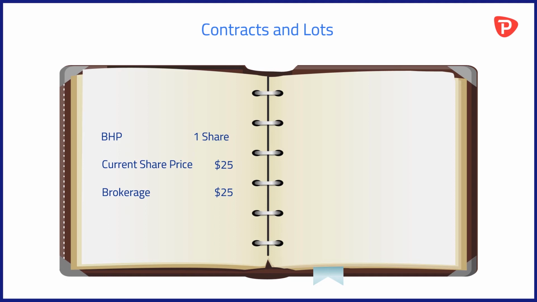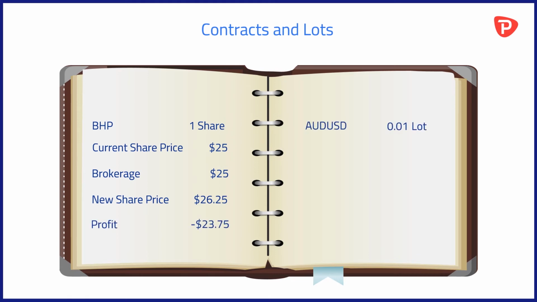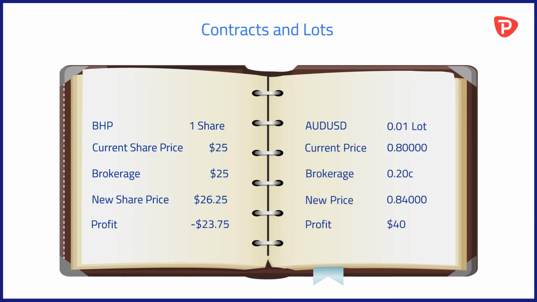If that same trader took a long position on the Aussie USD at 80 cents with a 0.01 lot size, assuming the spread was 2 pips, the equivalent brokerage charge would be 20 cents. Now, to bring these two trades into perspective, you need to see what would happen if there was an increase in each of the underlying asset values. If the share price of BHP increased by 5%, the share would now be worth $26.25, a profit of $1.25. And if the Aussie USD increased by 5%, the pair would now be worth 84 cents, a profit of around $40.